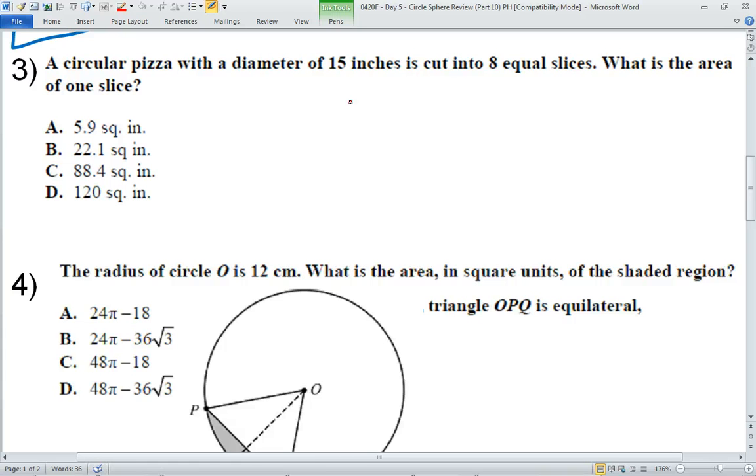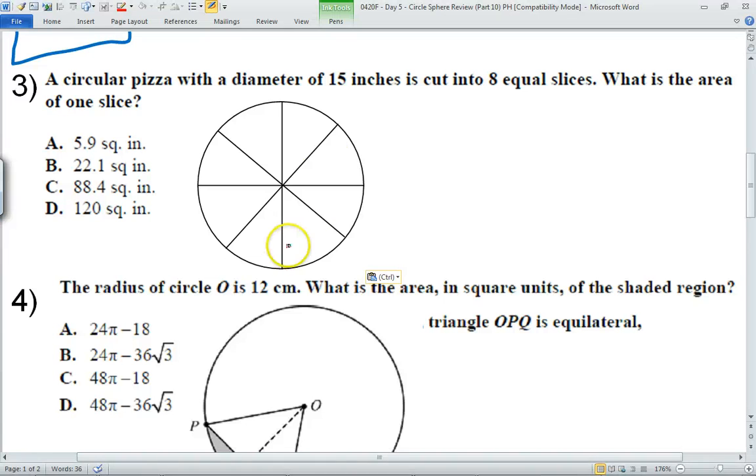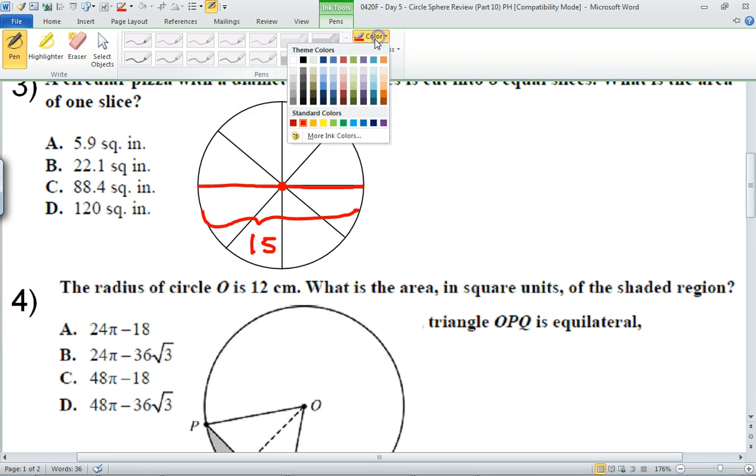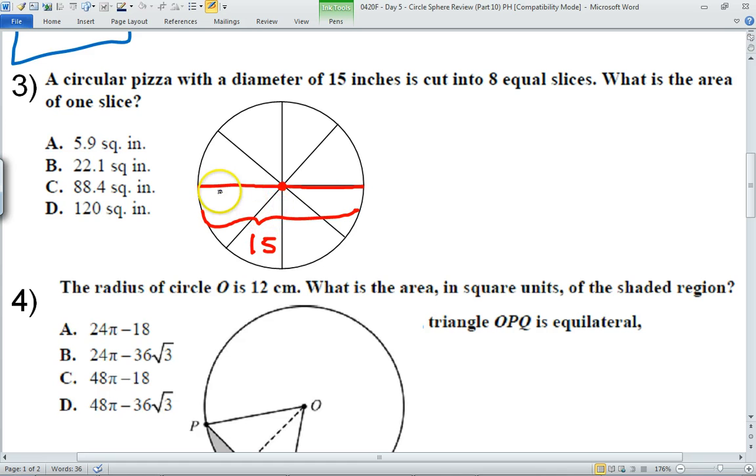Okay, let's draw a picture. So here's our pizza cut up into 8 equal slices. We know that the diameter here is 15. That means from here to here all the way across is 15. Well, that should easily tell us what the radius is. Figure out the radius real quick. Well, the radius is going to be just half of that. So the radius is 7.5.